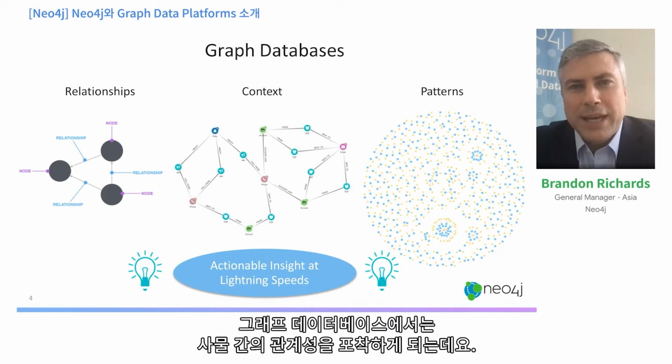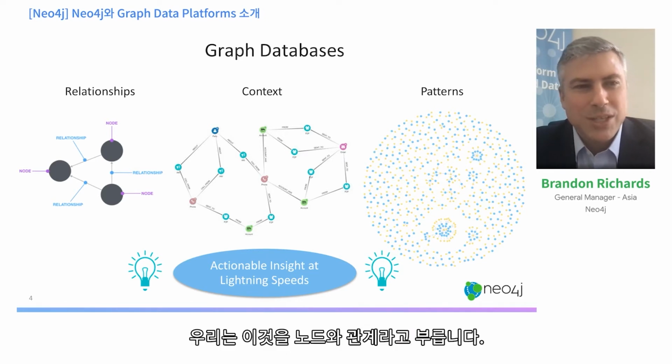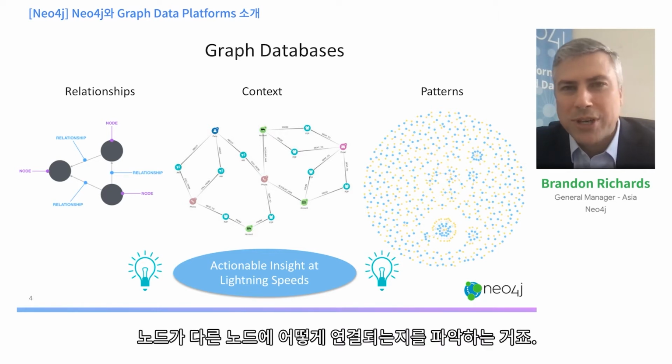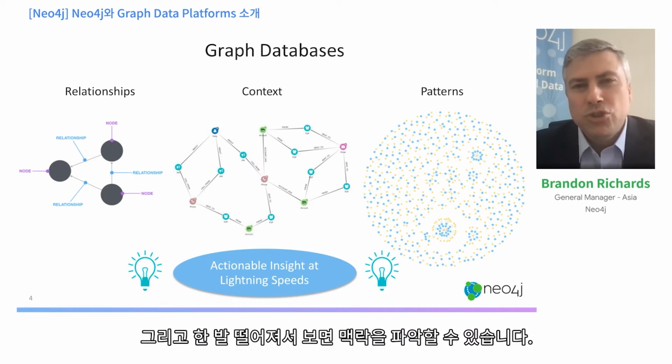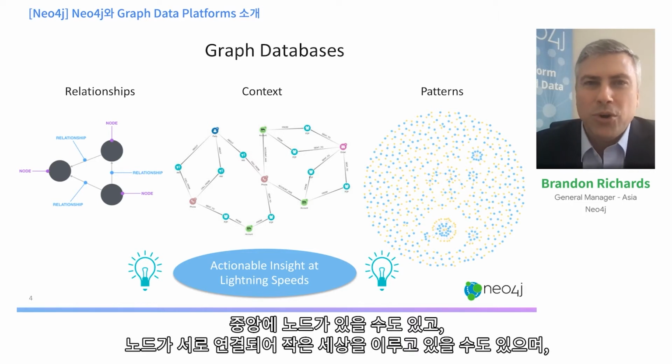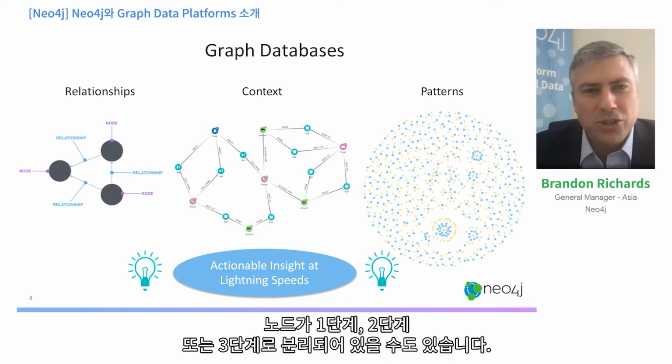In a graph database, we're capturing the relationships between things. In this case, we call them nodes and relationships. So we understand how nodes are connected to other nodes. And that node can be a person, it can be a transaction, it can be anything you want it to be. And if you zoom out a little bit, you can get to the context. So you can have a node at the center, and we can see the little world that node is in, with things that are connected to it 1 or 2 or 3 degrees of separation away.